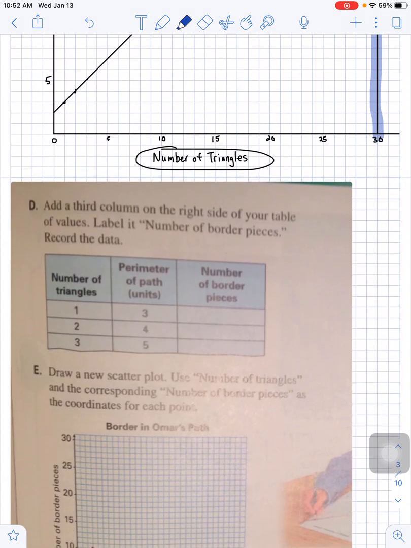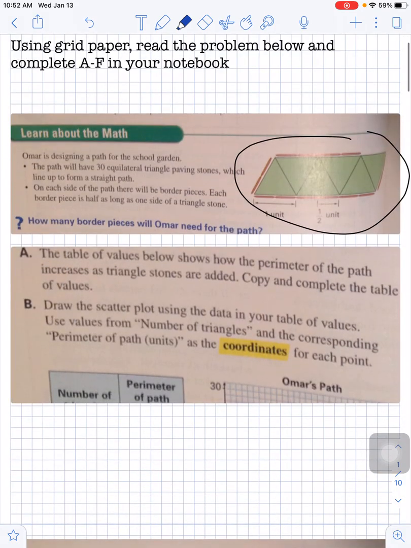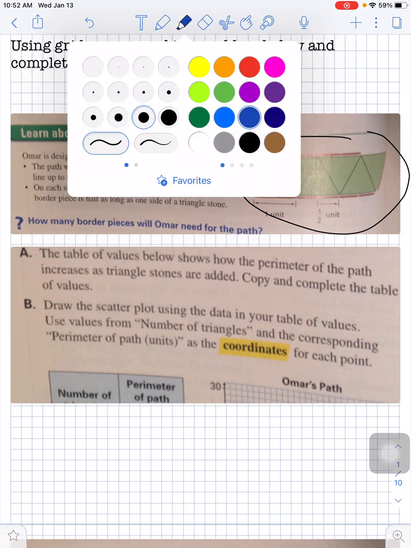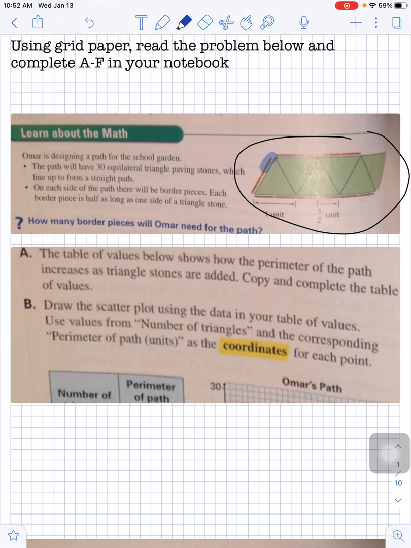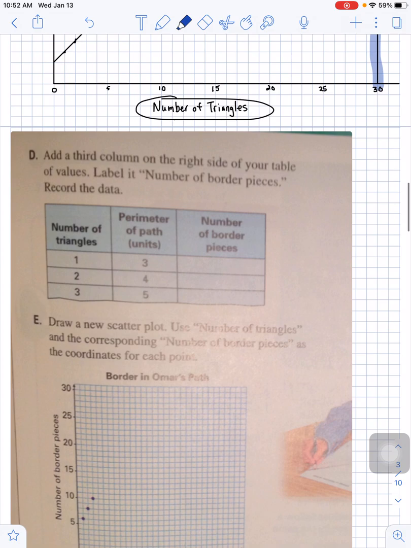On to step D. Add a third column on the right side of your table of values, label it number of border pieces, and record the data. If we go back up to this diagram, the border pieces are these toothpick-like structures. So when there's only one unit, I'm going to have 1, 2, 3, 4, 5, 6 of those pieces. So down here I would put in a 6.